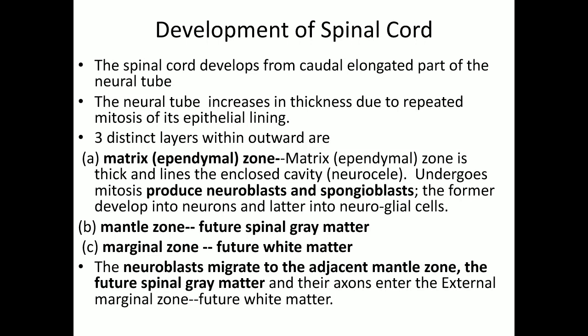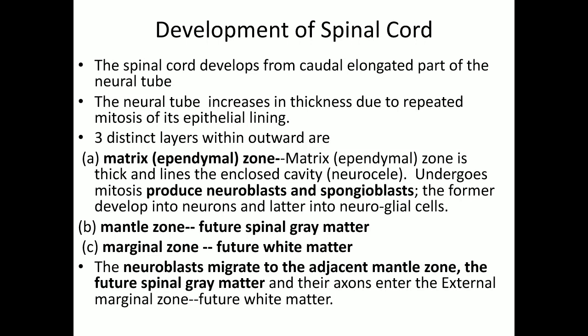This ependymal lining or matrix zone undergoes repeated mitosis to form two types of cells. The first type is neuroblast cells, which will develop into the neurons, and the second type is spongioblast cells, which will convert into the neuroglial cells. Then we come to the second zone, the mantle zone, which is present outer to the matrix zone. This mantle zone will give rise to the grey matter of the spinal cord, and then comes the outermost zone, the marginal zone, which will form the future white matter.